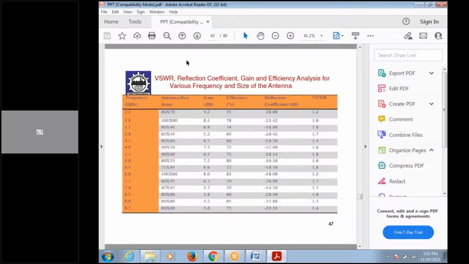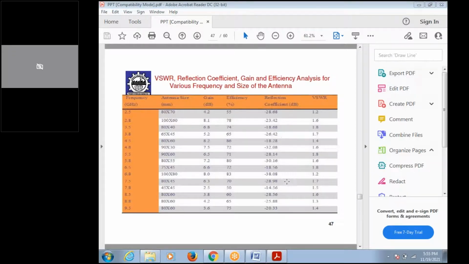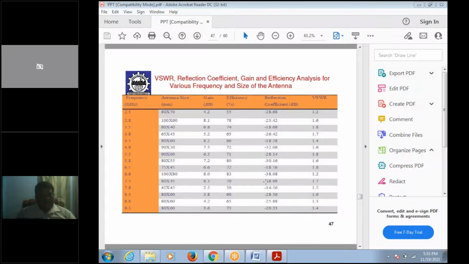Then the overall efficiency, my research work: VSWR representation and gain and efficiency of the radiation for frequency 2.5 to 9.5 analysis. Each and every on and off size is also calculated. The gain is also calculated. Then efficiency is also calculated. Reflection is also calculated. Then VSWR is also calculated.